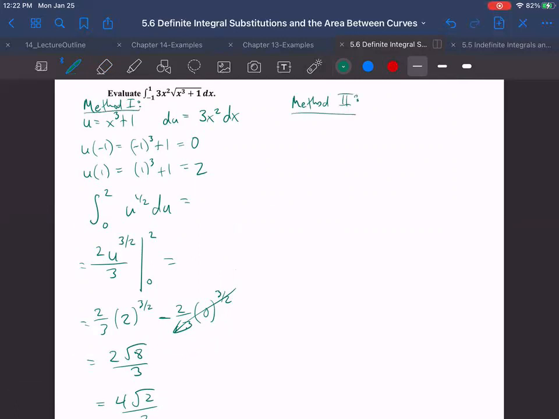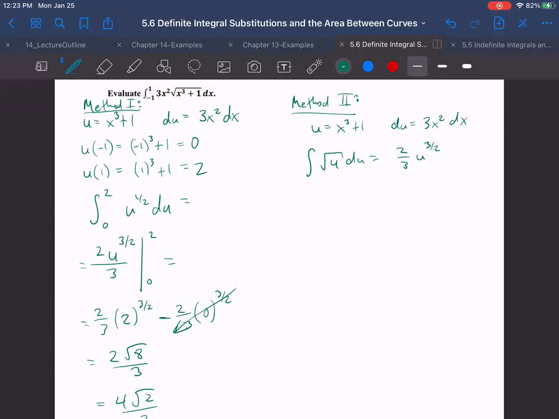All right, method 2 is going to do the same thing. u equals x cubed plus 1, du equals 3x squared dx. So same sort of thing. Get that same integral, and we're going to do it as an indefinite integral. Square root of u du, 2/3 u to the 3/2, just like that.